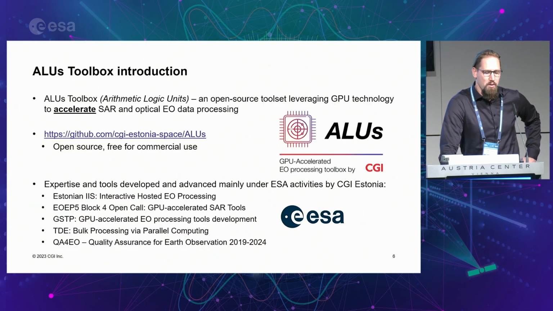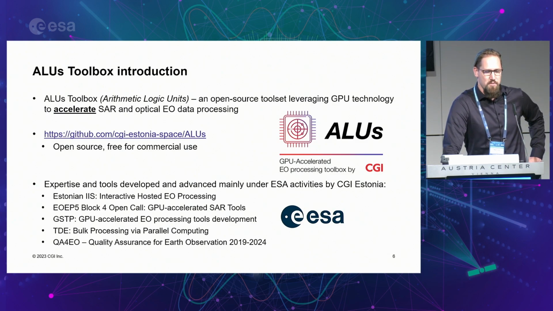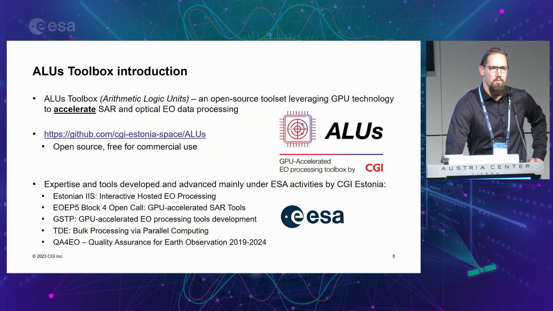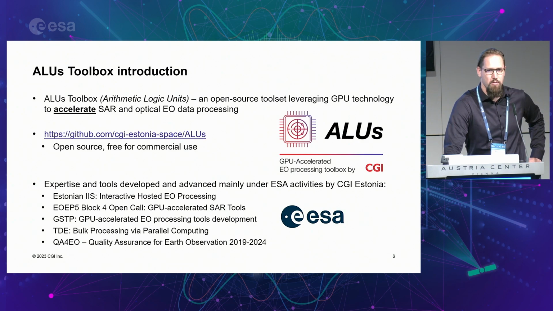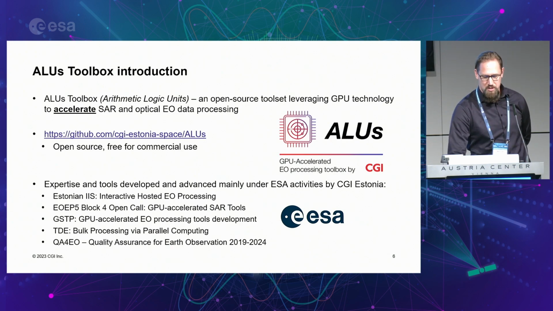So to tackle that problem, we've developed a little toolbox called ALUS. It's an open source toolset for accelerating EO data processing using GPUs. It's open source, it's free to use. You can check out the GitHub repository. There's a link here, but also a QR code later in the presentation. And it's mainly been developed in cooperation with ESA, so there are a total of 5 ESA activities where this has been either under development or used as part of the solution.